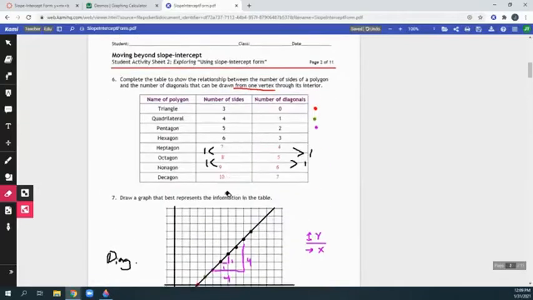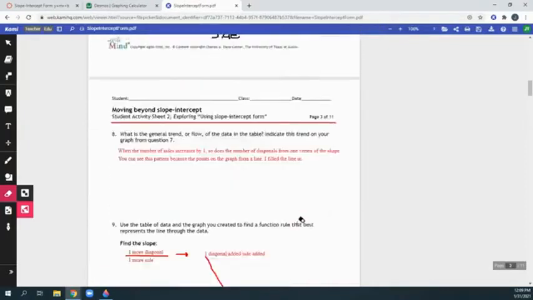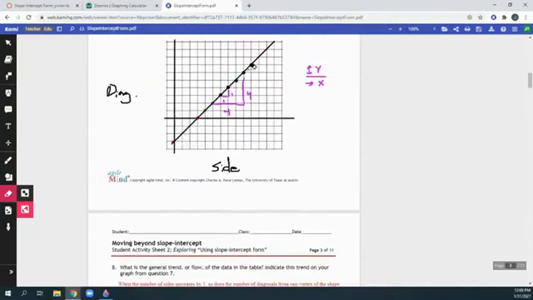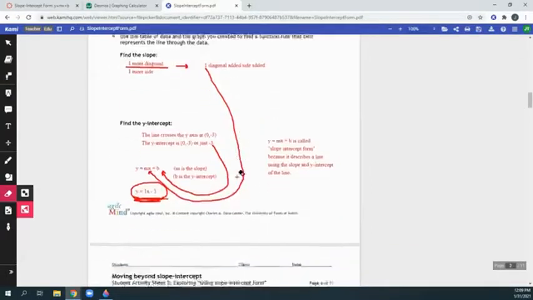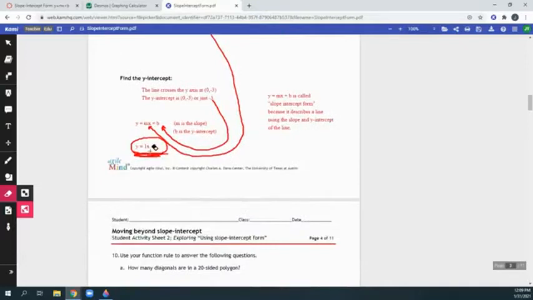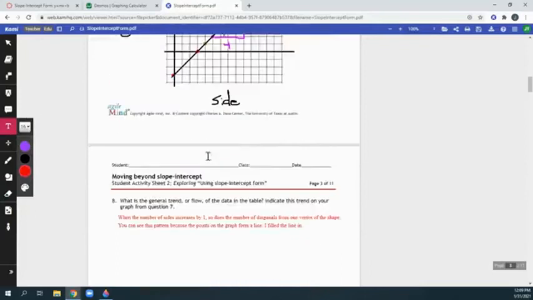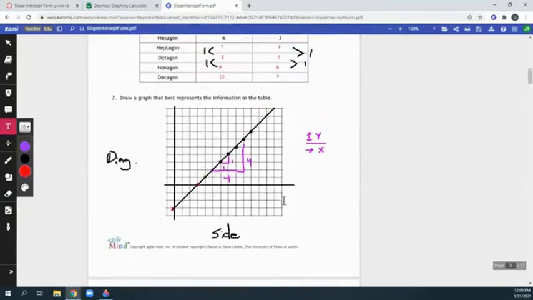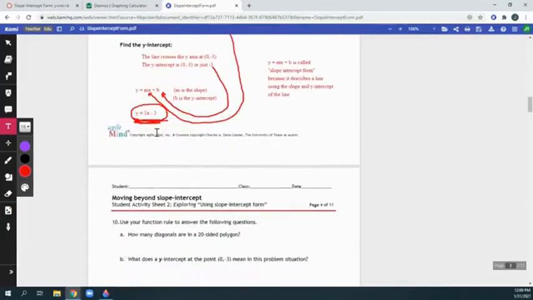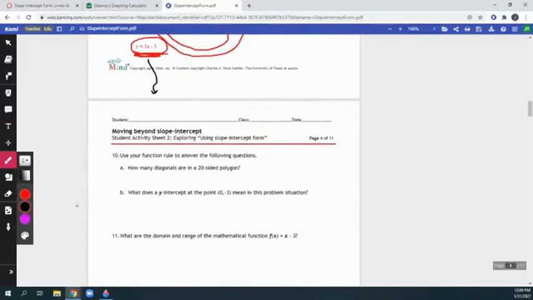Now you could count up and figure it out. But we just came up with this function that describes this pattern. So if I just follow this line up until x is 20, and I have 20 sides, that should work. In other words, I can just say, what if x is 20? What if there are 20 sides? And I can use this function to figure out what y represents. Well, y represents how many diagonals there will be. X represents how many sides there will be. So I can just use this formula I just found to solve this problem. All right, so let's do that.